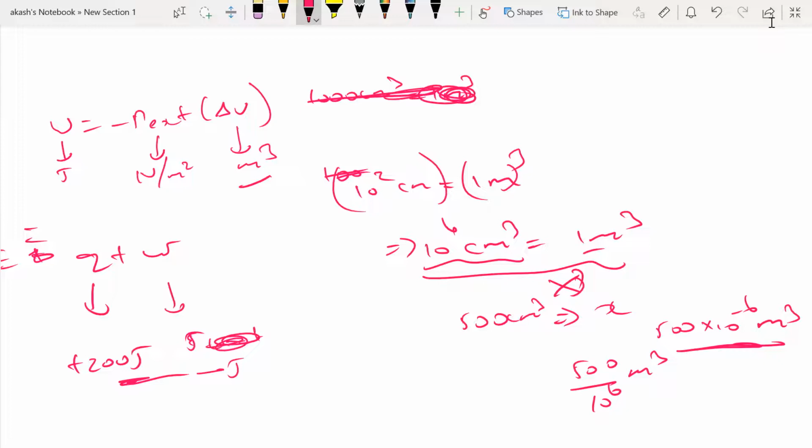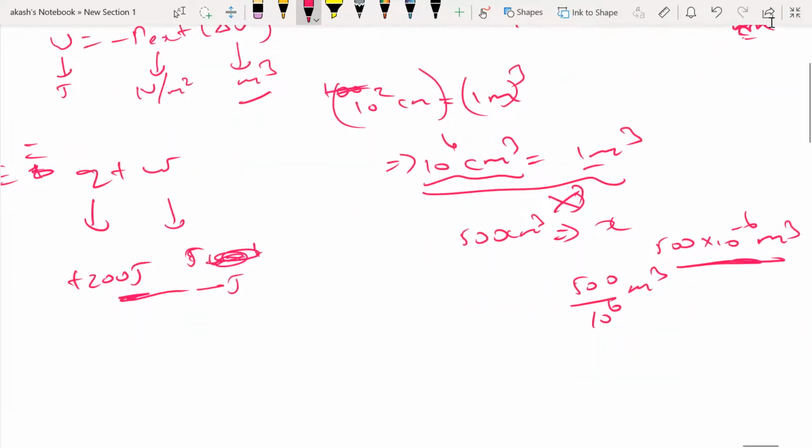It is changing by this much value, right? So delta V here, I can directly write as 500 into 10 to the power minus 6 meter cube, right? It is given as 500 centimeter cube that I'm converting into meter cube by multiplying by 10 to the power minus 6. Then you can directly substitute the answers now.